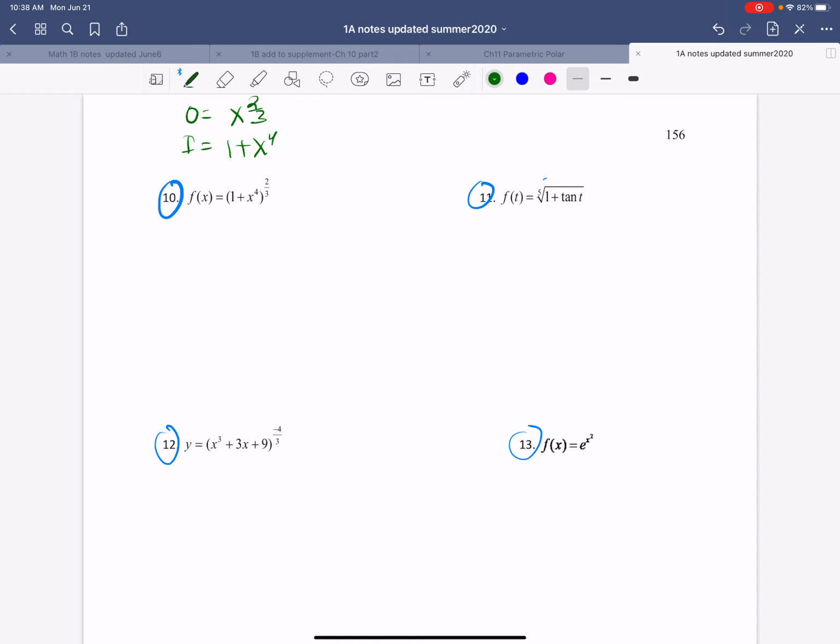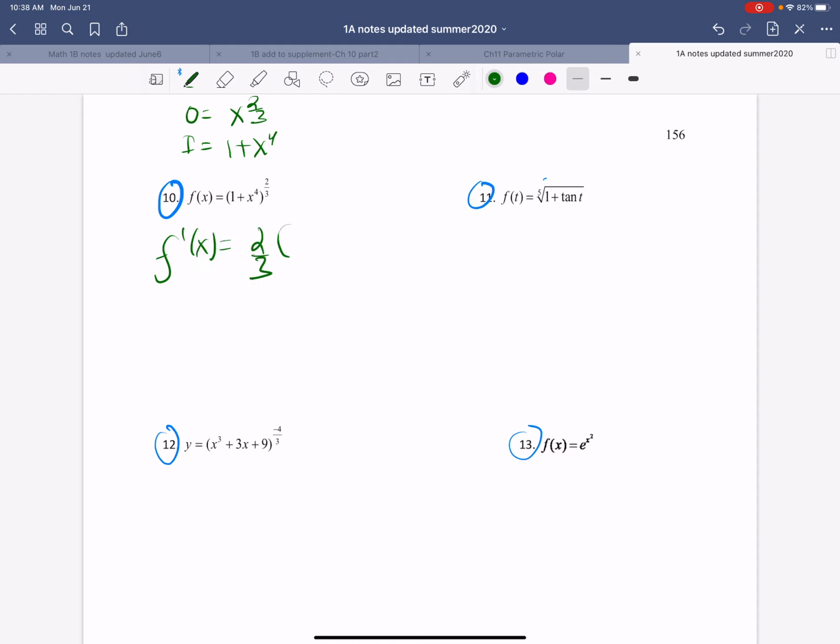So how do we find the derivative of x to the power 2/3? We bring the exponent in the front and reduce the exponent by 1, which is 2/3 minus 1. So this is what we did: we took the derivative of the outside function, evaluated at the inside function. That's what we just did. Now we're going to multiply by the derivative of the inside function, which is going to be 4x to the 3rd power.